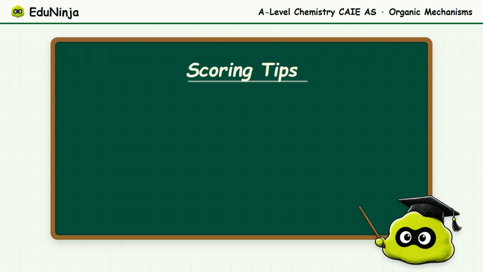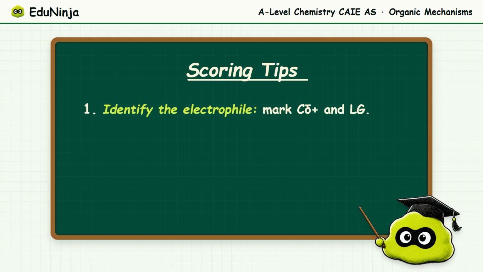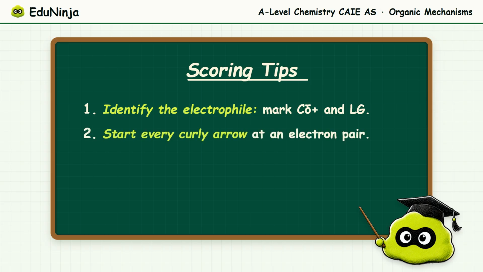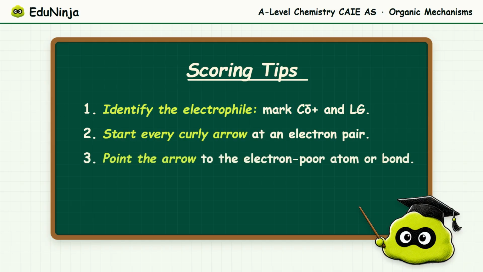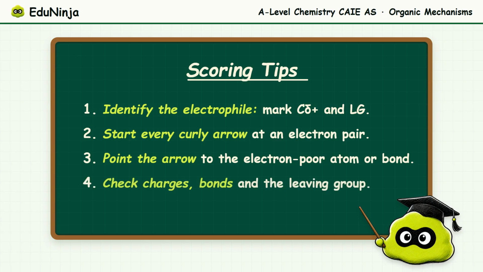Build a mechanism step by step. Use the same 4-step check every time. First, identify the electrophile. Look for the electron-poor center. The first rule is simple. Start at an electron pair. Point the arrow towards an electron-poor atom or bond. Finally, check charges, bonds, and the leaving group. The pattern is identify, point, draw, then check.